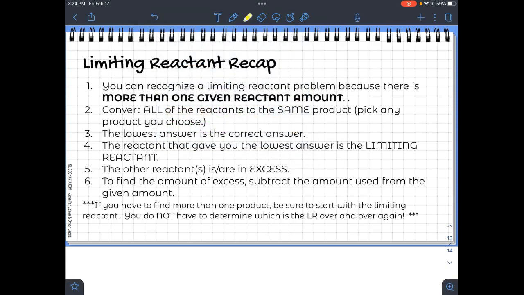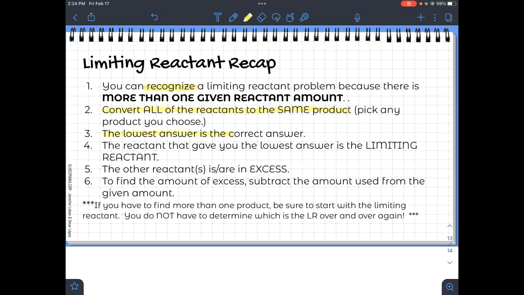Last thing we have here is just a recap of what we've learned today. Feel free to pause it if you want to write all this down, but I'm just going to walk you through it. Number one, you can recognize the limiting reactant problem. So how do you know it is? Recognize the limiting reactant problem because there is more than one given reactant amount. We're mostly going to have problems where they give you 2 reactant amounts. Your first step is to convert all of those reactants to the same product. Pick any product you choose. If you have more than one, you can choose whichever one you want.